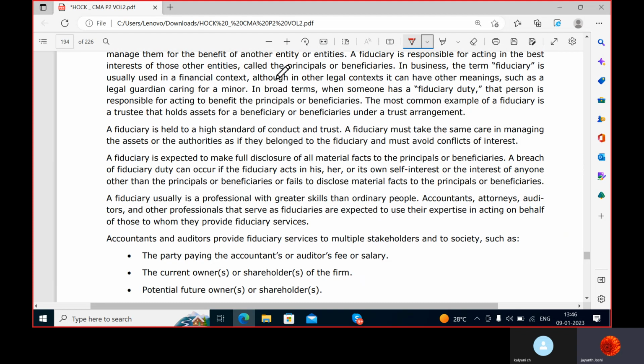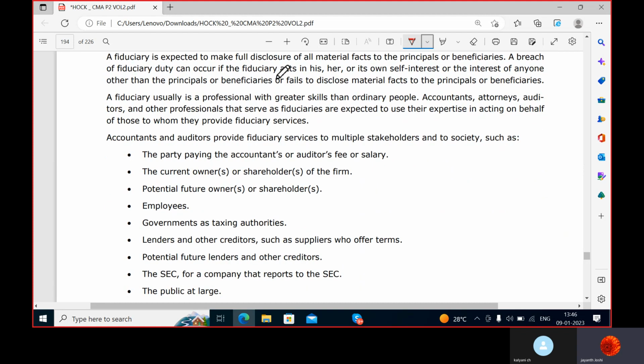There may be some conflict of interest between shareholders and directors at times, but at the end of the day, things should be resolved and things should move forward. Okay, so accountants and auditors provide fiduciary services to multiple stakeholders and to society. Suppose you have hired an accountant to do your accounting work, or you have assigned some work to them, so they should work like your agent. They should do things in your best interest.